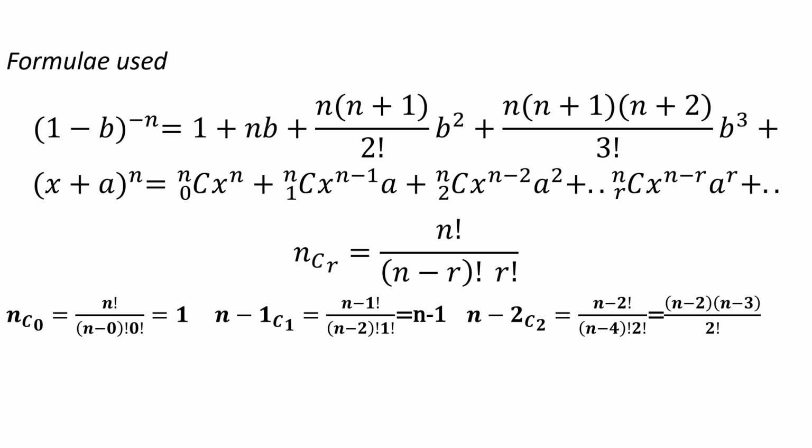So nC0, nC1, we can find from this relationship. nCr is equal to n factorial over r factorial times (n minus r) factorial. You can put the value of n, or you can put the value of r also, whatever is required. So you will get the relationship.